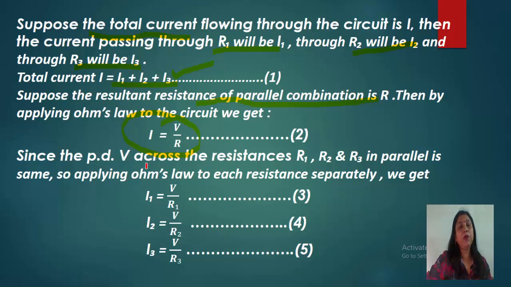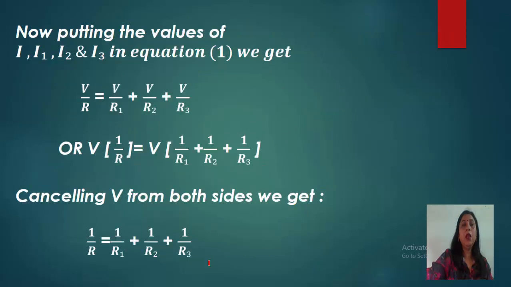Since the potential difference V across the resistances R1, R2 and R3 in parallel is the same, by applying Ohm's law to each resistance separately, we get I1 equal to V upon R1, I2 equal to V upon R2, and I3 equal to V upon R3. Now putting the values of I1, I2 and I3 in equation 1. What was equation 1? I is equal to I1 plus I2 plus I3.